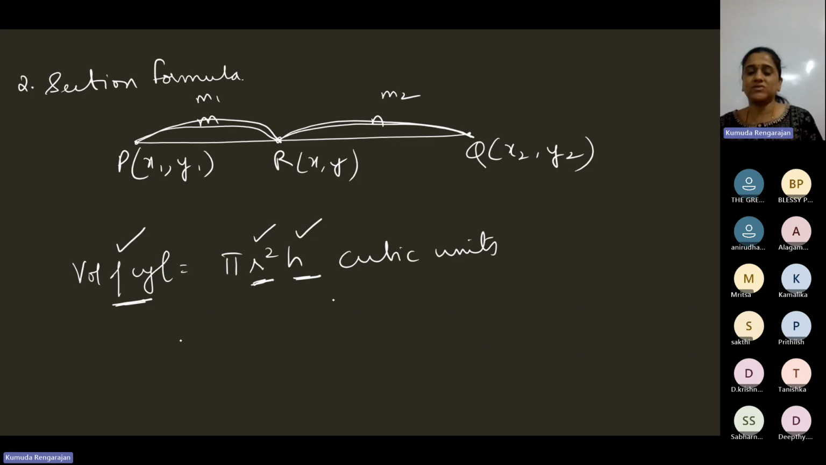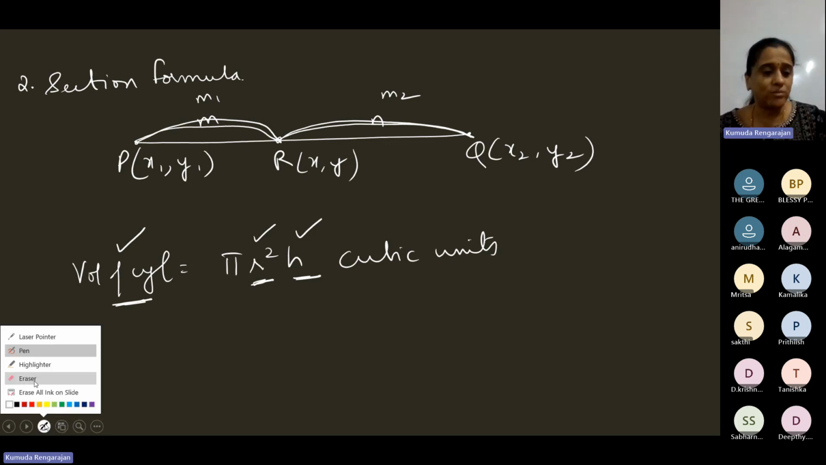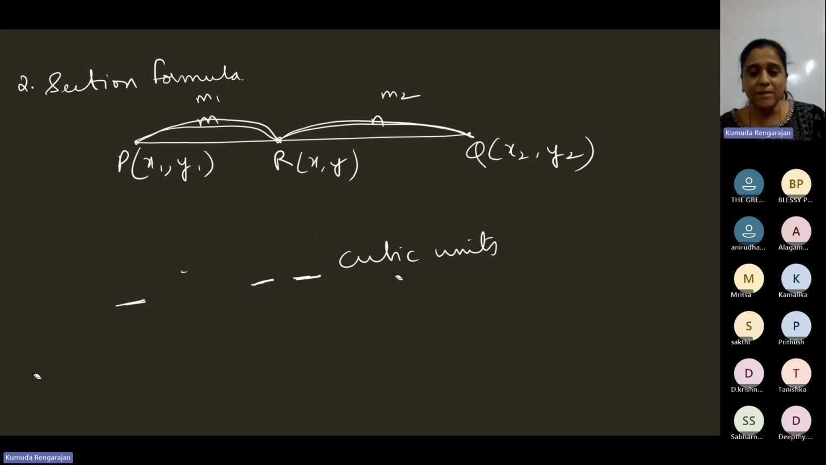But what's the direct application of this formula? This formula is to find volume. That's how it's introduced to you: the formula to find the volume of a cylinder is pi r square h, cubic units. That means we understand that to find the volume of a cylinder, I should use this formula. But that's not the only application. You can also use this formula to find radius given volume and height. In the same sense, the direct application of the section formula is to find the coordinates of R.